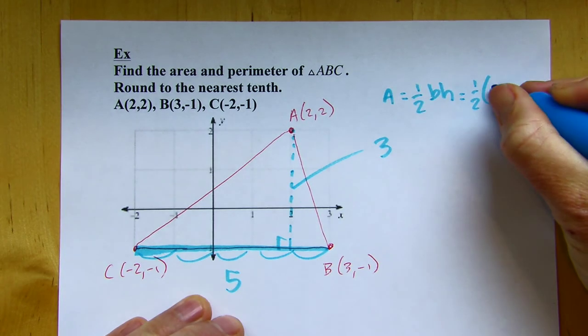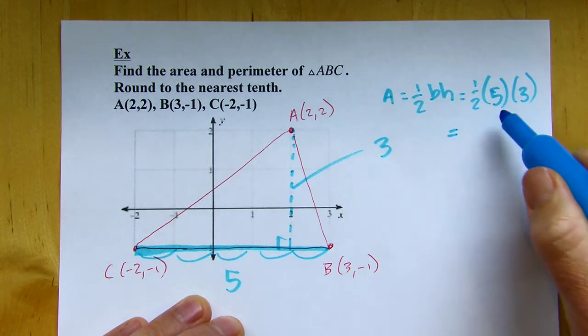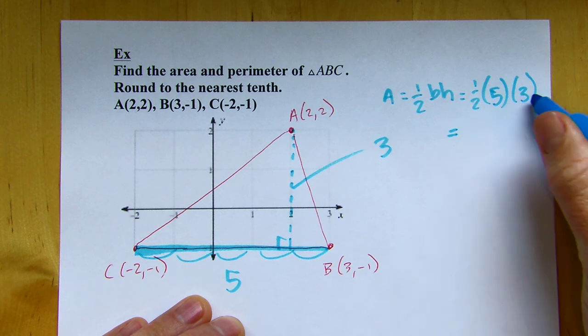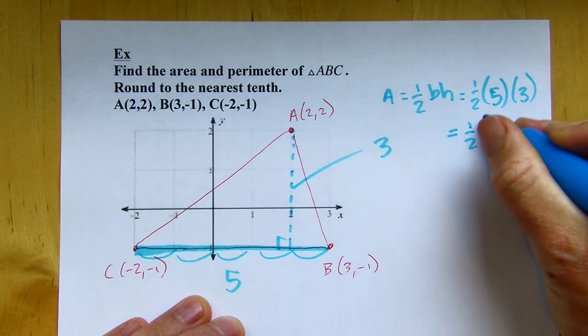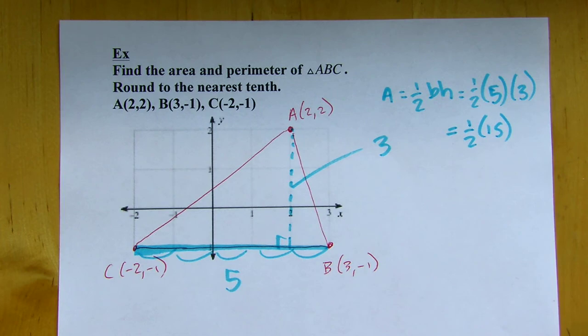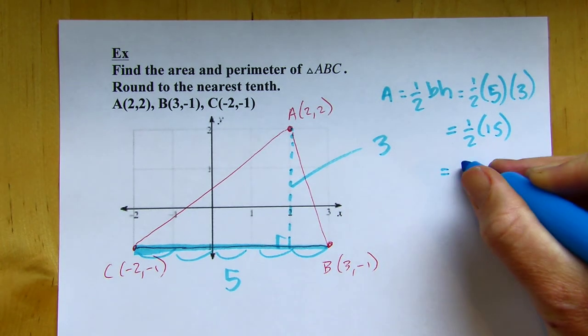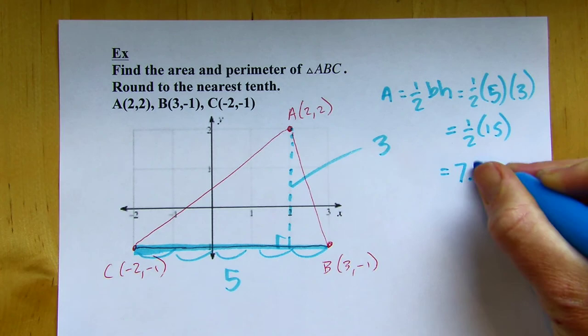Base is 5, height's 3. Okay, so I like to multiply 5 times 3 first. So I'm taking half of 15. That's not going to come out even. It's going to be 7.5, right? You could write it as 15 halves if you wanted to, but I'm going to write it 7.5, okay?